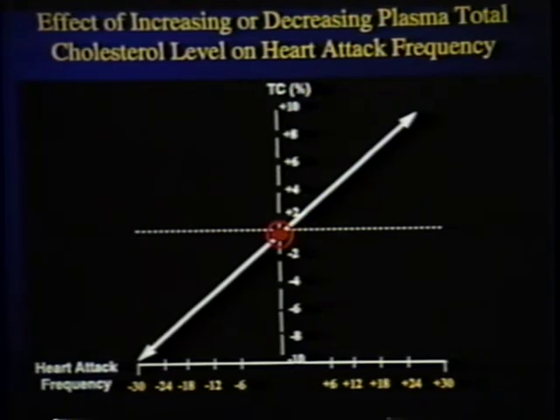Now, unfortunately, the reverse is also true. If you raise total cholesterol by 10%, that is, let's say we go from 180 to 200, you increase your chance of a heart attack by 3 times that, 30%.